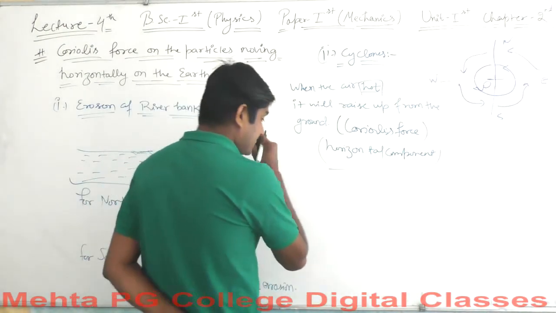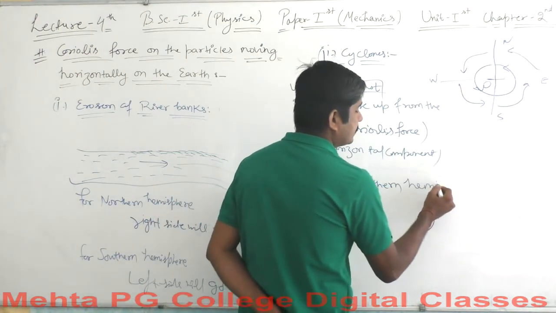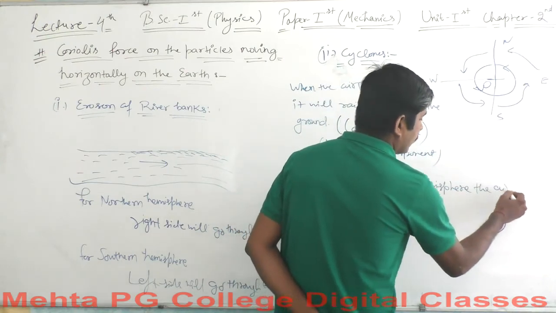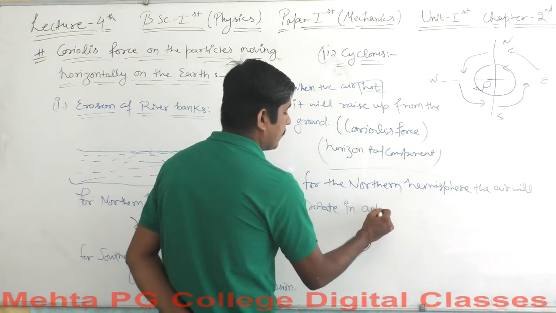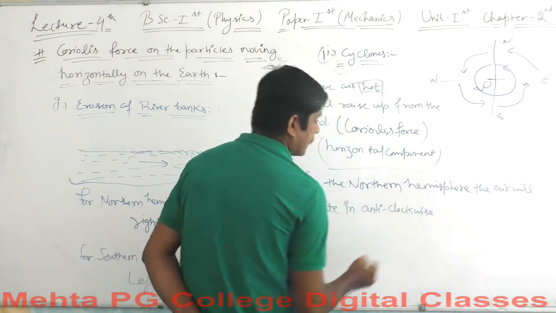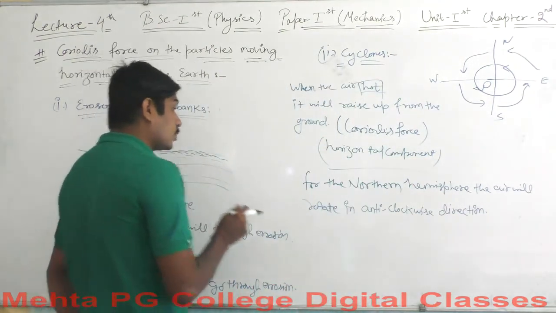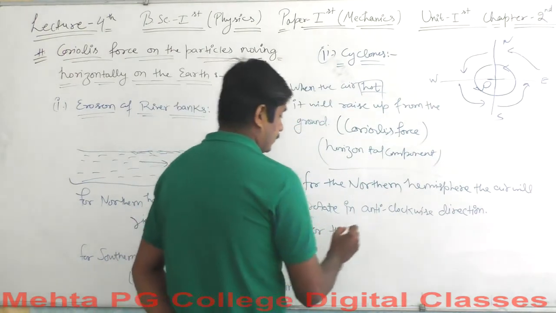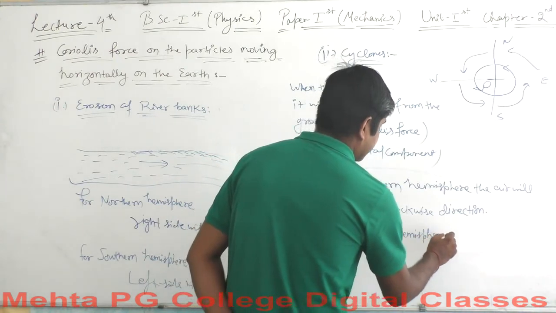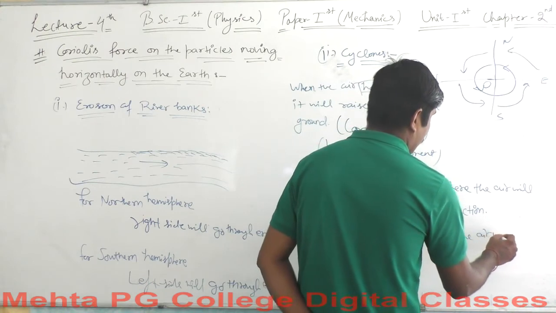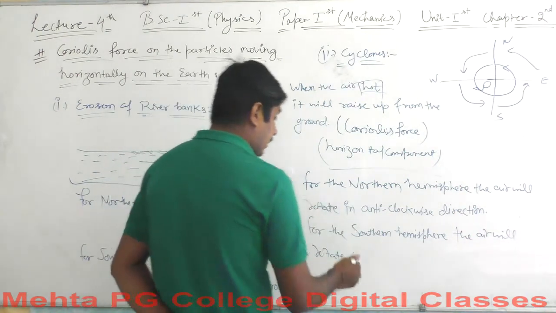So for the northern hemisphere, the air will rotate in anti-clockwise direction, and for the southern hemisphere, the air will rotate in clockwise direction.